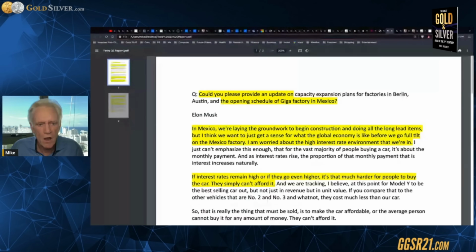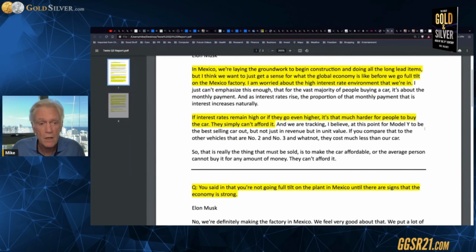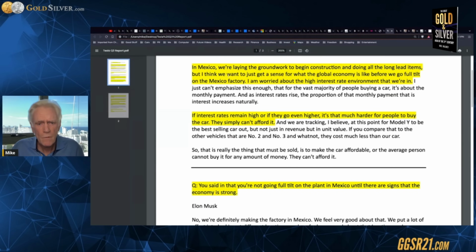And so Elon Musk's response: in Mexico, we're laying the groundwork to begin construction and doing all of the long lead items. I'm going to scroll this up a little. But I think we want to just get a sense of what the global economy is like before we go full tilt on the Mexico factory. I'm worried about the high interest rate environment that we're in. If interest rates remain high, or if they go even higher, it's much harder for people to buy a car. They simply can't afford it.